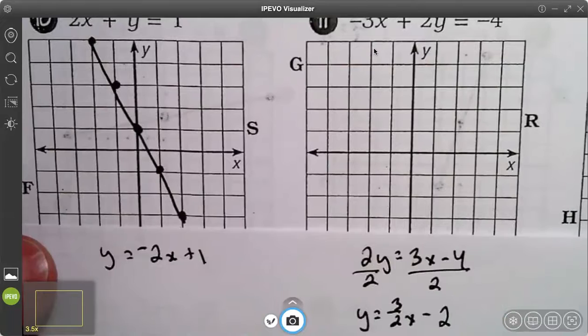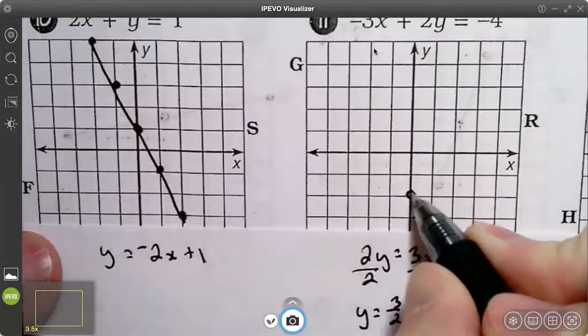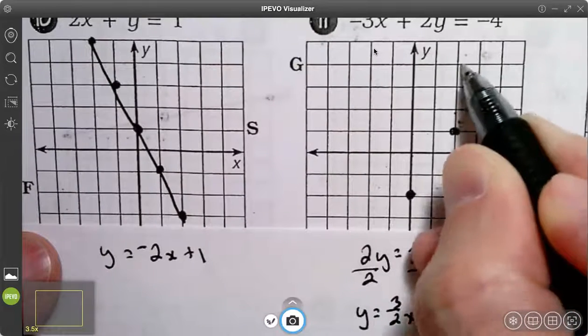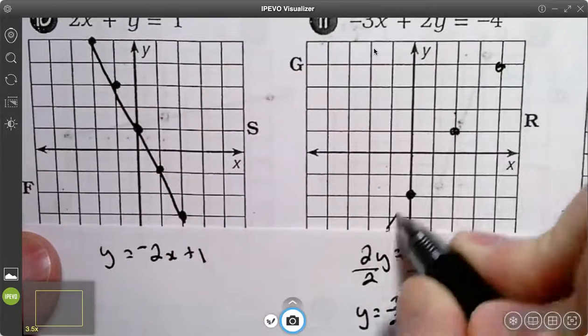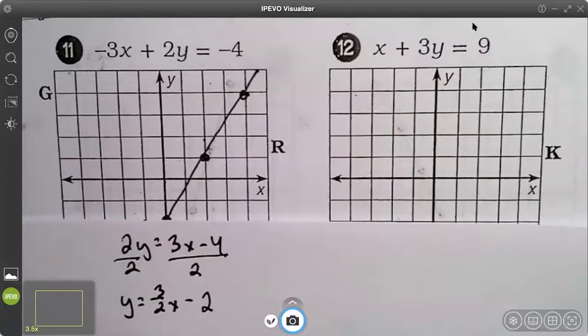So when I graph that, my y-intercept is negative 2. I rise 1, 2, 3, run 1, 2. There's my line. Try number 12.